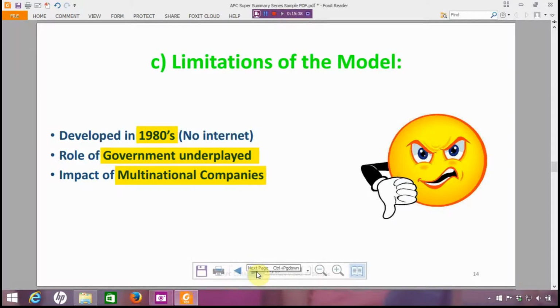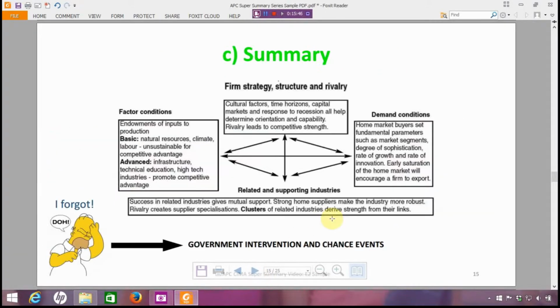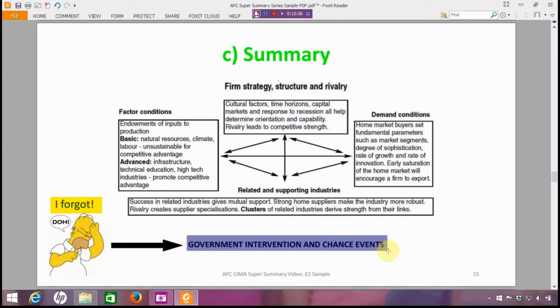Always have within your notes a section that criticizes each of the models that you're trying to fathom out. So in terms of a summary here, first thing I'll draw your attention to is that Homer is reminding us that Porter does in fact talk within the competitive advantage of nations of two other points, perhaps our fifth and sixth points outside of the diamond.